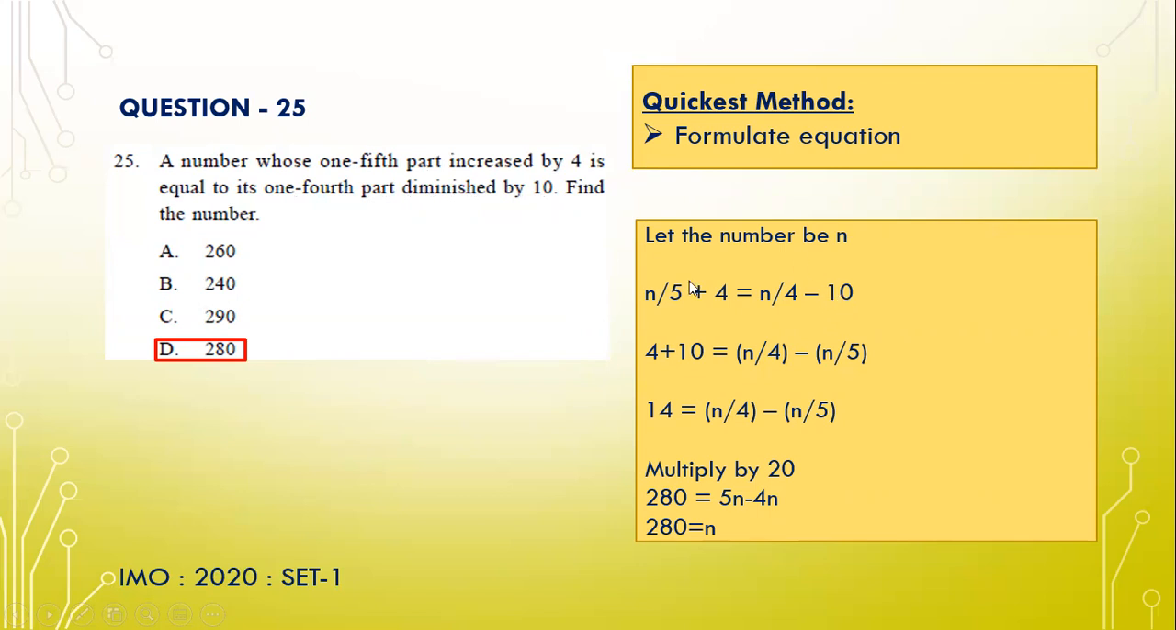So if you bring minus 10 here, and if you take n upon 5 there, it will be minus. So minus 10 will become plus 10. So 4 plus 10 is equal to n upon 4 minus n upon 5. 4 plus 10 is 14 is equal to n upon 4 minus n upon 5. Multiply the whole equation by 20. So 14 into 20 is 280. And 20 n upon 4 is 5n, and 20 n upon 5 is 4n. So 5n minus 4n is n. So n is equal to 280.